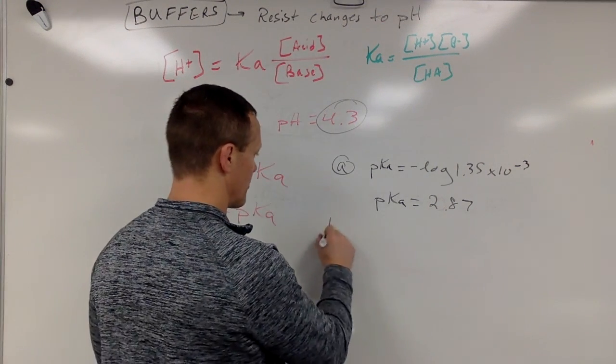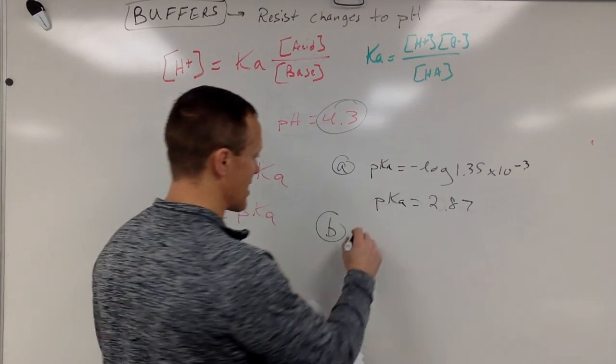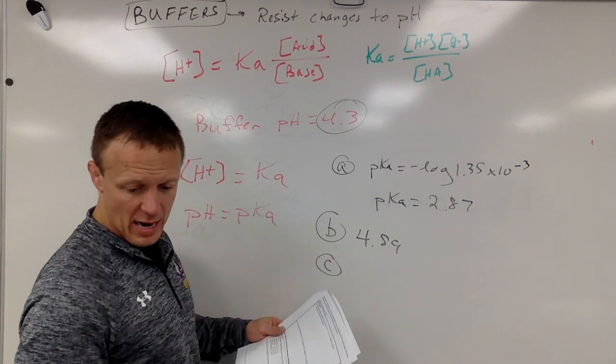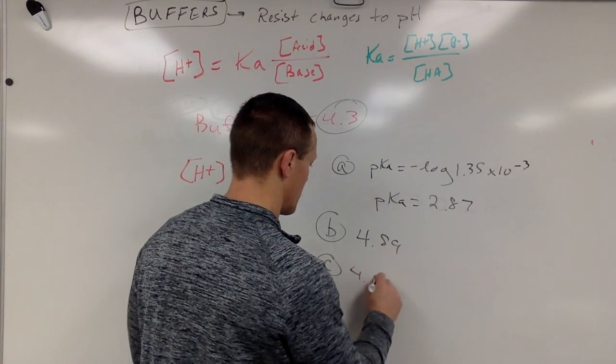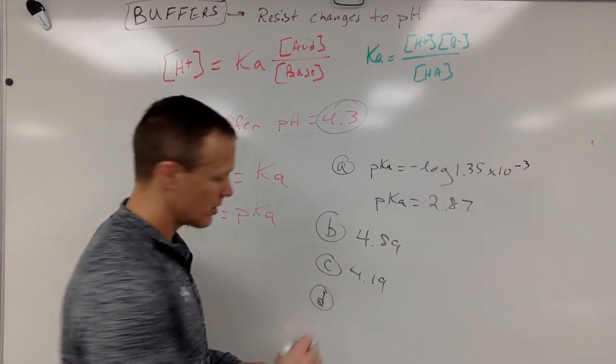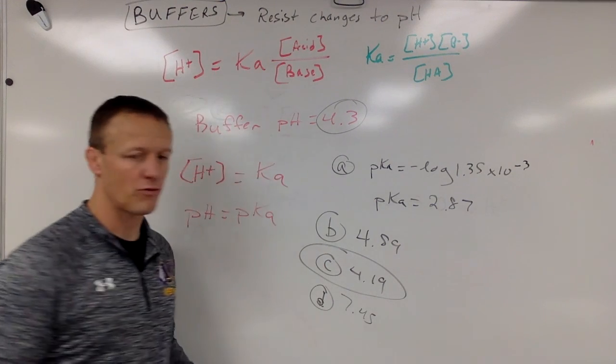Well, if you do each of those, letter B, propanoic acid, if I take the negative log of that, you get about 4.89 for pKa. Letter C, I got a pKa of about 4.19. And letter D, I got a pKa of about 7.45. So the one that's closest to 4.3 would be that one.